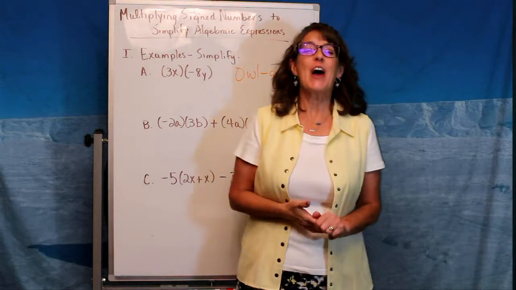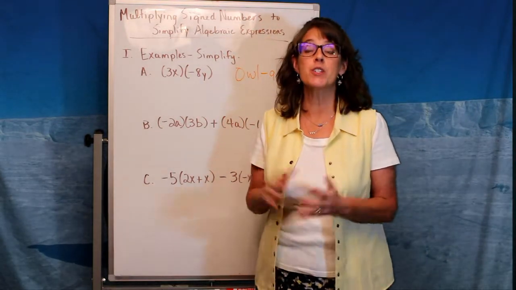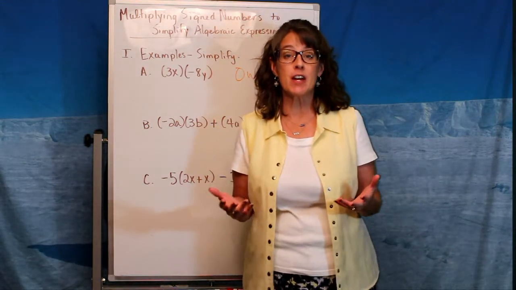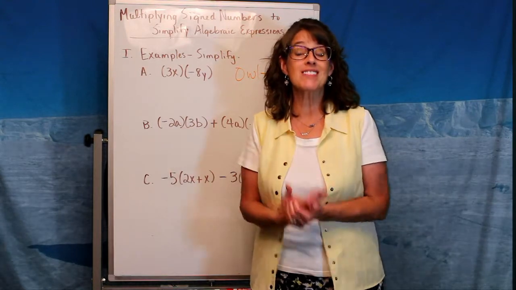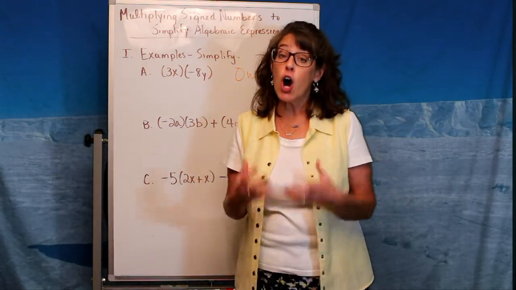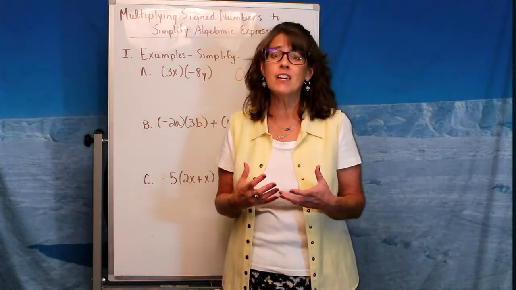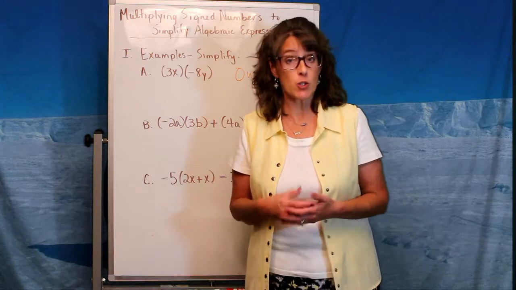That's awesome. Okay, so what we're going to take a look at today is multiplying signed numbers in order to simplify your algebraic expressions. We know how to multiply our signed numbers. We know that we're going to multiply the digits, and then in order to determine the sign of our answer, if we have an odd number of negatives, that's an odd feeling. It kind of gives me a negative feeling, so my answer will be negative. If I have an even number of negatives, my answer will be positive.